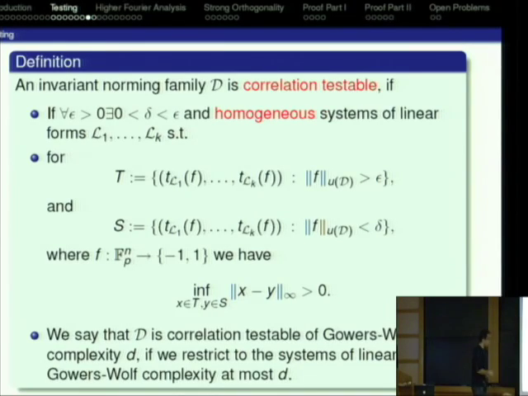And a technical thing, which comes from the fact that we cannot handle the low characteristic case yet, is that we call the system correlation testable of Gowers-Wolf complexity D if these linear forms satisfy some condition, which is that they are of Gowers-Wolf complexity at most D. I'm going to define it more formally. But we restrict to some special linear forms.